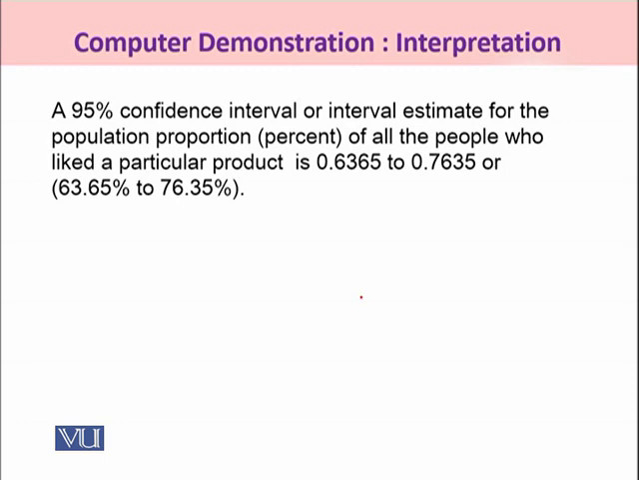A 95% confidence interval or interval estimate for the population proportion, even for the ease of interpretation students, हम इसको 100 से मल्टीप्लाई करके अपनी proportion को percentage में भी convert कर सकते हैं. So आप interpretation दोनों तरह से कर सकते हैं, in form of the proportion as well as in form of the percentage. So the population proportion or the percent of all the people who liked a particular product is 0.63 to 0.76 or 63% to 76%.